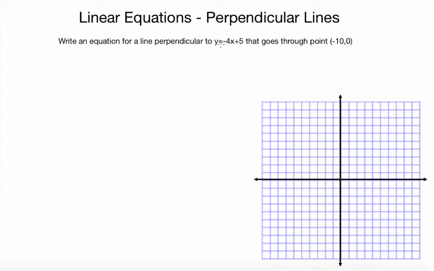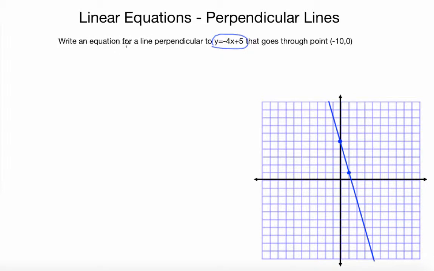If I graph this equation, it's in slope-intercept form, so I can tell that plus 5 means my y-intercept is at plus 5. So 1, 2, 3, 4, 5. I'm going to make my point there. And then the slope is negative 4. So when I go over 1, I go down 4. 1, 2, 3, 4. And let me go ahead and draw a line. And there we go. That's our given equation.